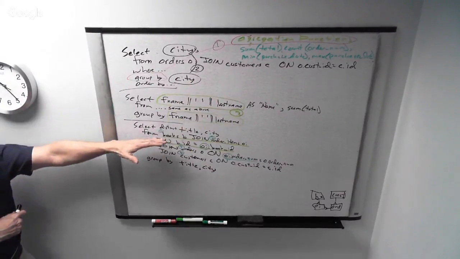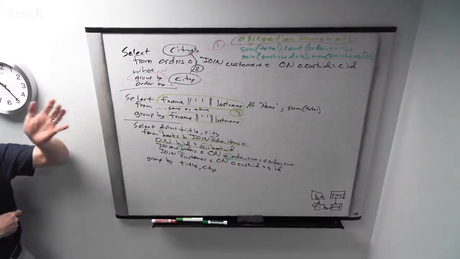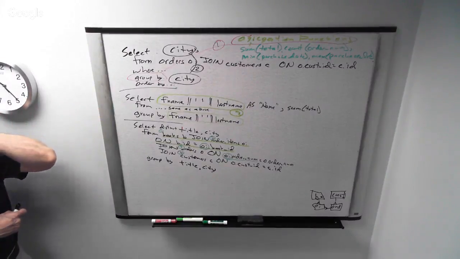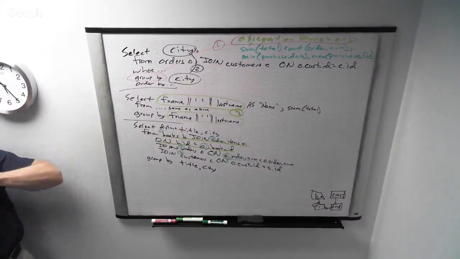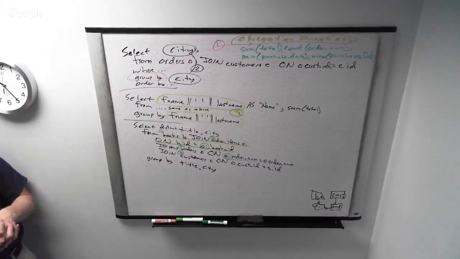You'd get a listing. So if like 6 people ordered the same book and live in Dallas, you'd get the book title 6 times. And the title and city 6 times. So then if you put distinct, it'll only list it once.